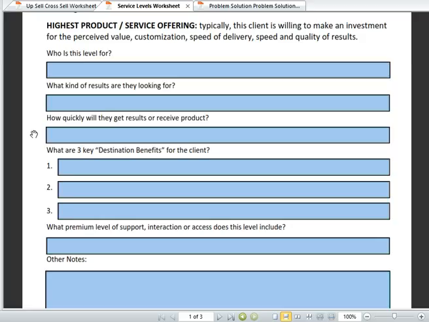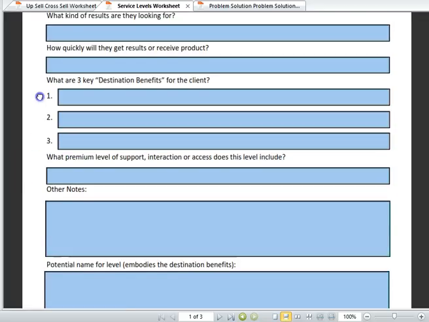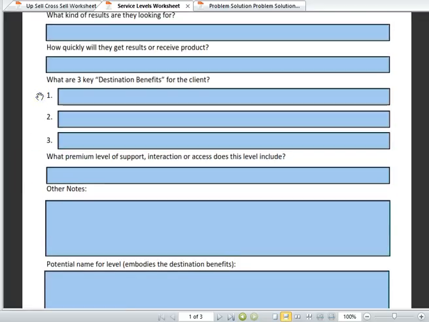So all of these things start to build those questions like I was talking about. But then we're going to talk about what are the 3 destination benefits. Now remember, we sell the destination, we don't sell the journey. So if they're going on the trip with you at this higher level, what are the benefits of going with you? And then for the premium level of support, what access does this include for them?